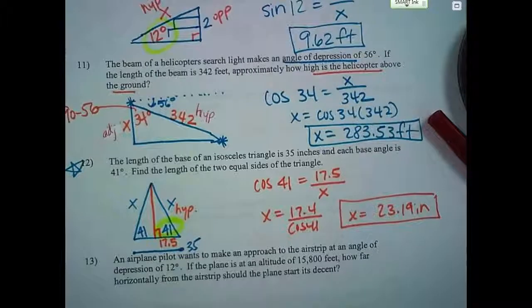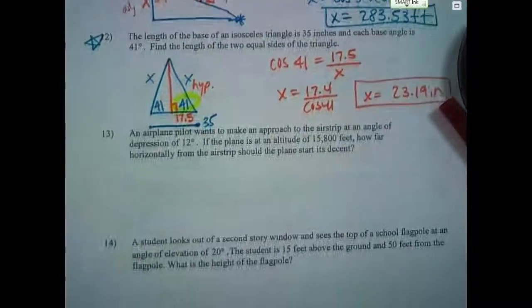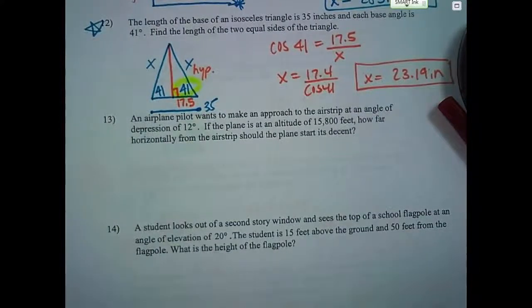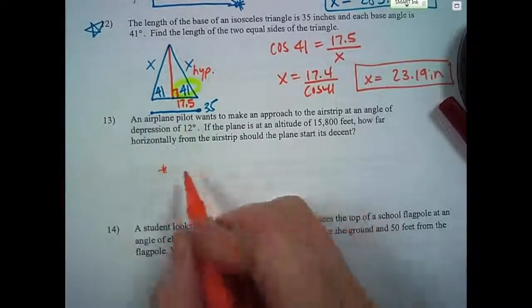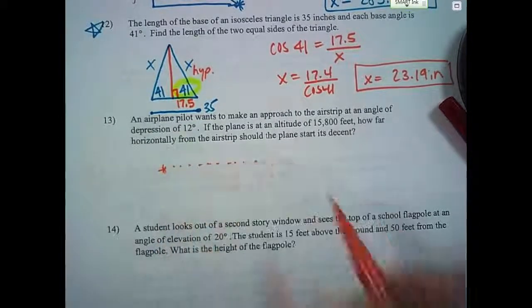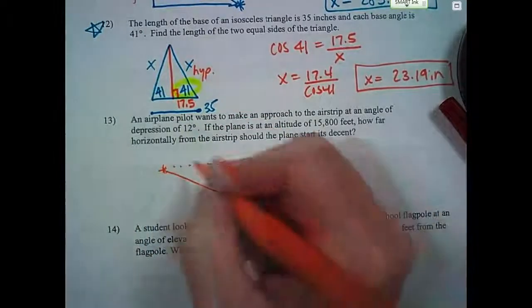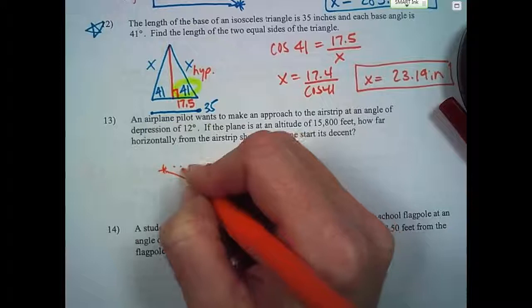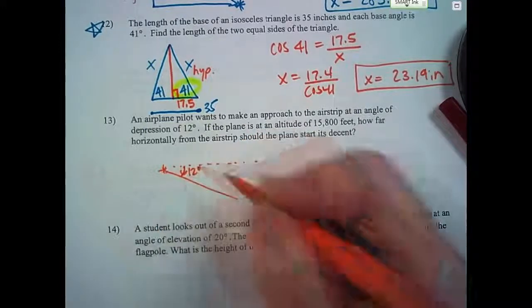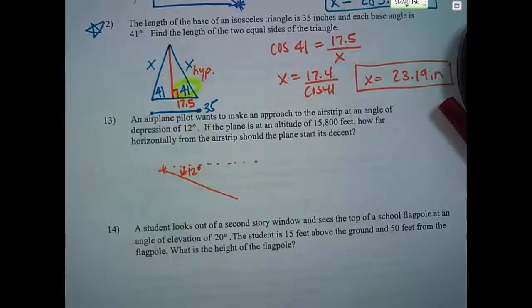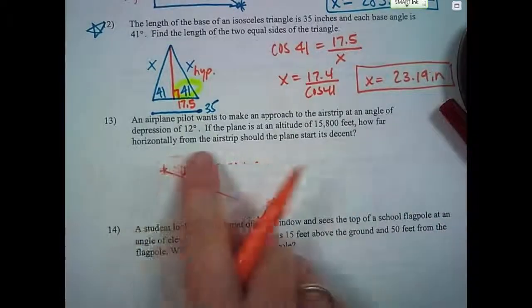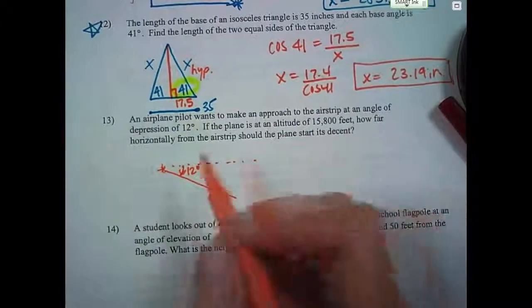Alright, we have two left. We're getting closer. Look at 13. An airplane pilot wants to make an approach to the airstrip at an angle of depression of 12 degrees. So here's your airplane up in the sky. If he was looking straight, that would be his line of sight, but he's not. He's looking down. And that means that from where he normally looks, down would be a normal 12 degrees. How far horizontally from the airstrip should the plane be descending?